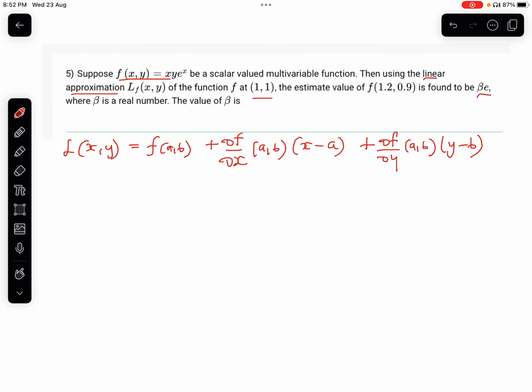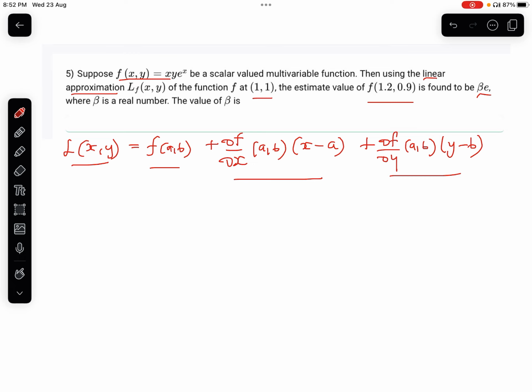We should substitute the estimated coordinate of f of 1.2 comma 0.9. Now the formula for the linear approximation is L of x comma y is equal to f of a comma b plus dou f by dou x at a comma b into x minus a plus dou f by dou y at a comma b into y minus b. According to the formula, let us solve step by step each derivative present here.